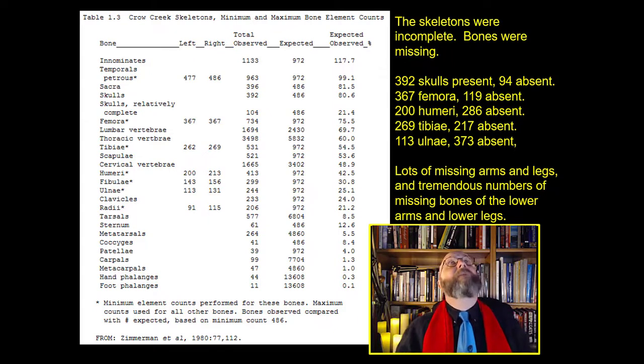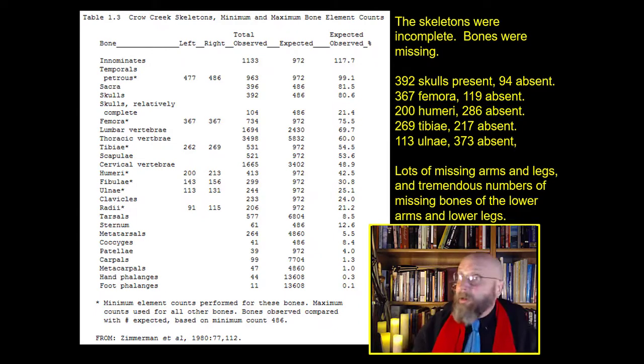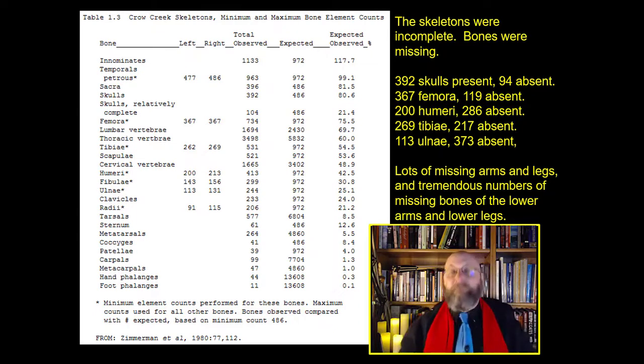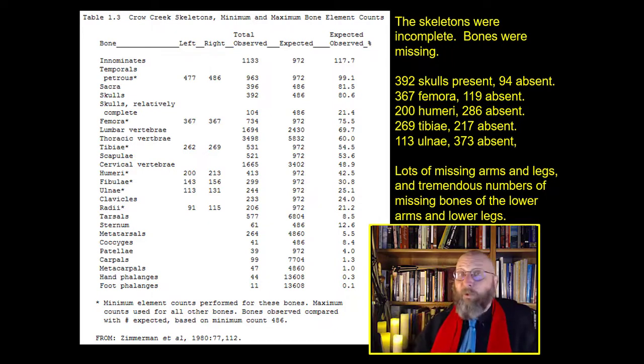And here, right up above me, I've listed the bones that are particularly missing, that are particularly noteworthy. For instance, there's 486 individuals. There should be 486 skulls, but there weren't. There were a large number of missing skulls. There were only 392 skulls documented inside that bone bed. 94 heads were missing from the mass grave. And we see the same thing with arms and legs.